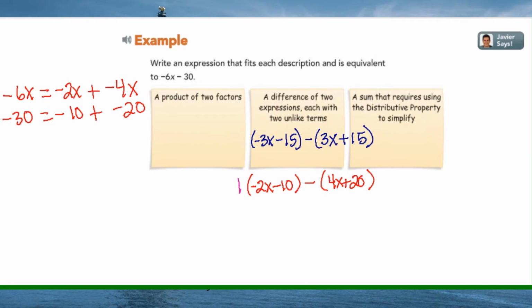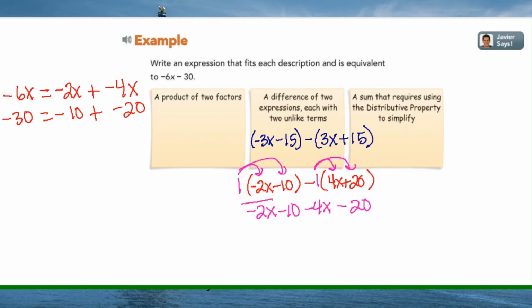So remember, when you simplify, you have to first get rid of the parentheses by distributing. There was no number, so I put ones in front of the parentheses. So now here I'm going to distribute a 1 inside of the parentheses. 1 times negative 2x is negative 2x. 1 times negative 10 is negative 10. Negative 1 times 4x is negative 4x, and negative 1 times 20 is negative 20.